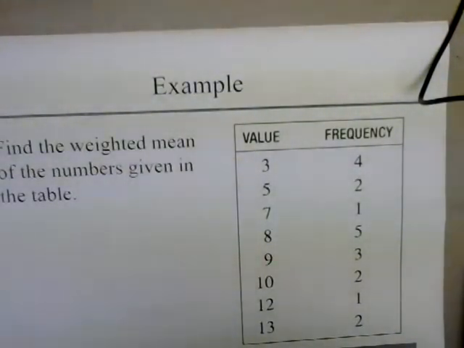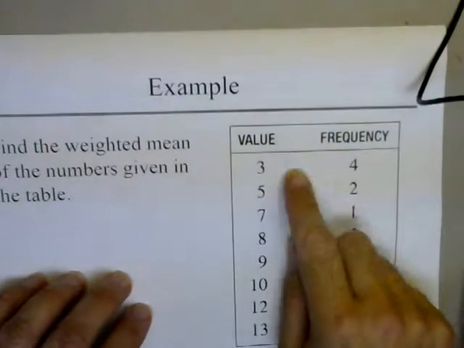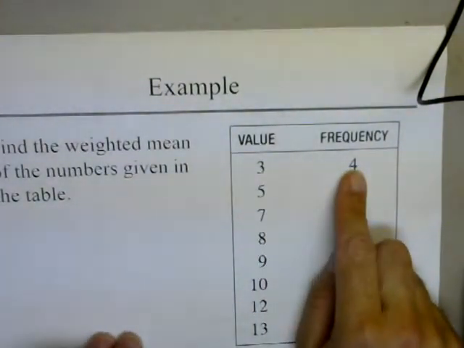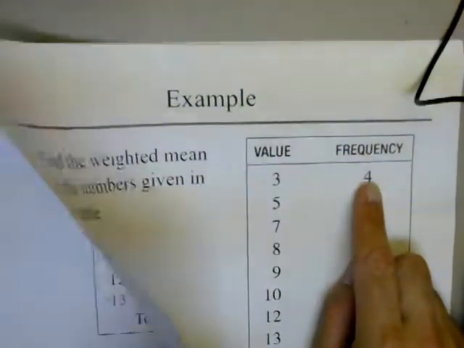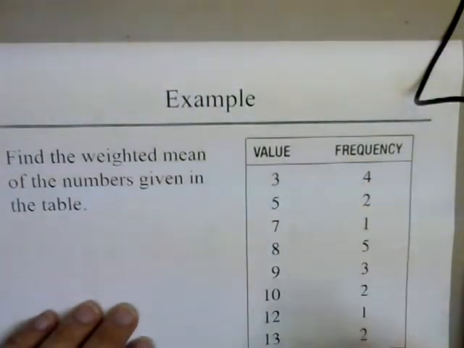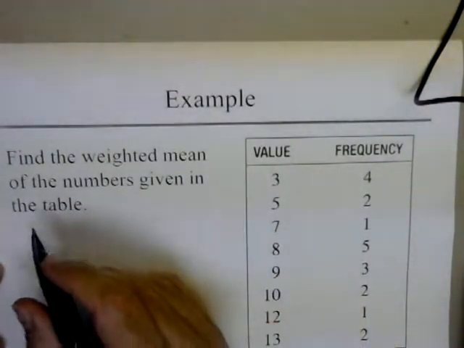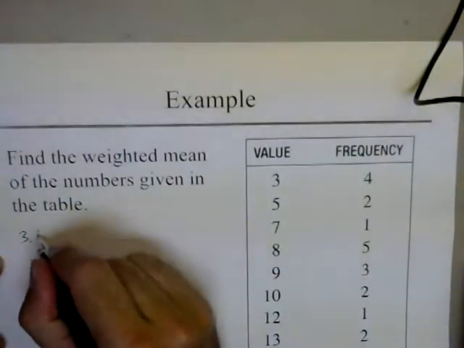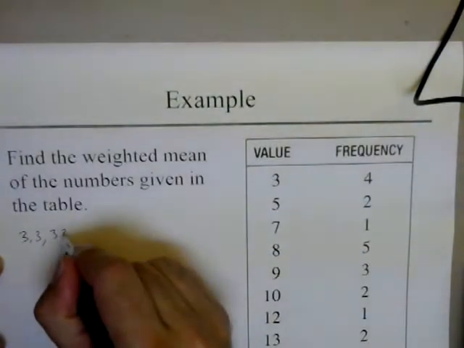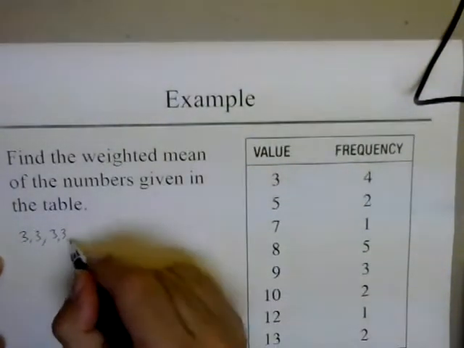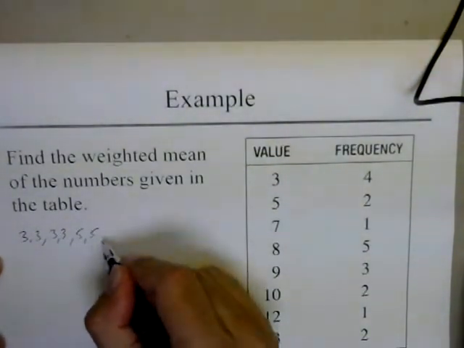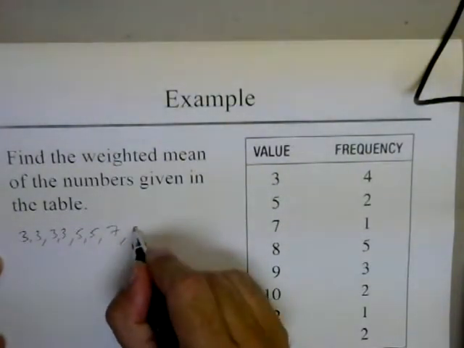Who knows what these values are, but they occur with a given frequency. The value 3 occurs 4 times. The value 5 occurs 2 times. If I actually wrote out the data, I'd write 3, 3, 3, 3, because I've got 4 3s. I've got 2 5s, and 1 7.